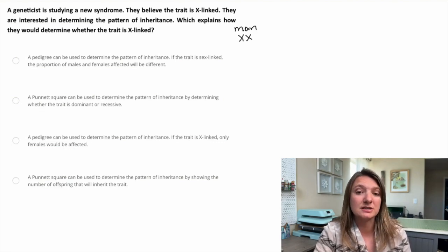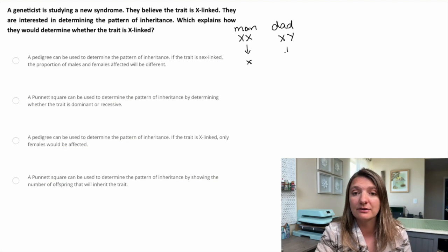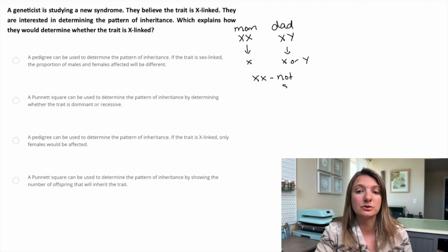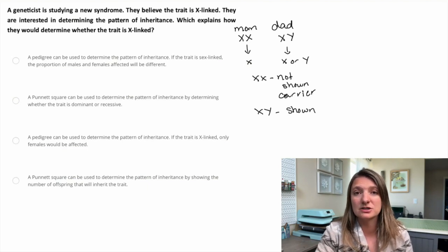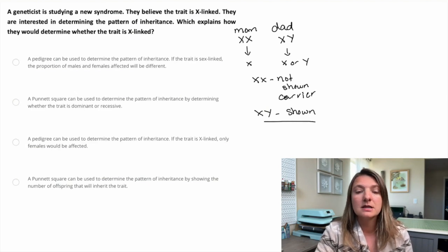So just a reminder to actually talk about the sex chromosomes. Mom has a pair of X chromosomes and dad has an X and a Y chromosome. Mom is able to give either one of her X chromosomes, and dad can give either an X or a Y. When you're looking at sex-linked traits, if you are a woman and you are XX, you're going to get a double dose of that genetic trait. Normally they're not shown and they're just carriers, unless it is a homozygous dominant trait. With XY, you are only given that one X-linked trait, so it will be shown if mom is a carrier of that trait. So let's look at our options here.